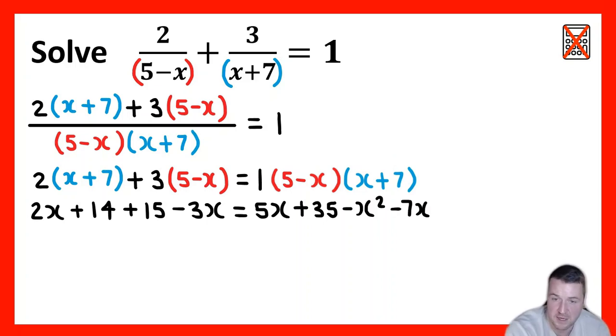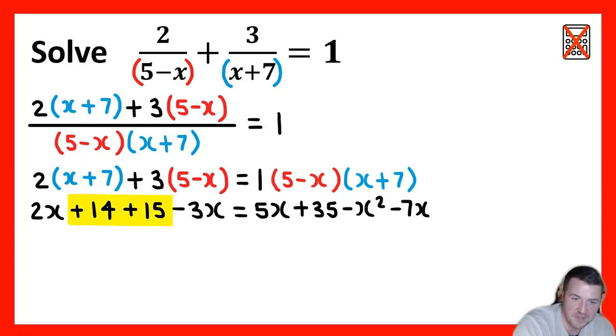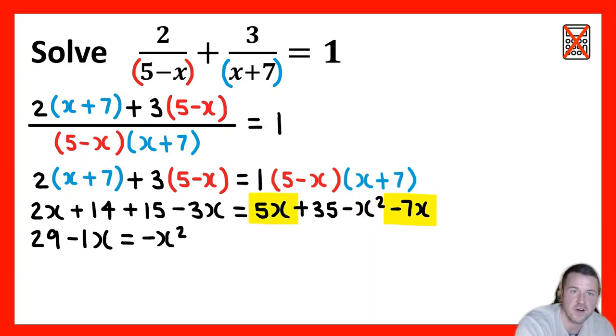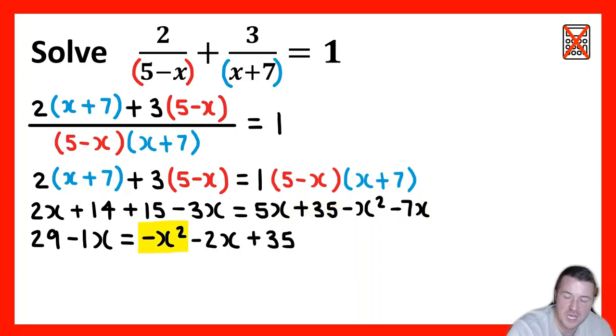Simplify by collecting like terms. 14 plus 15 is 29. And 2x take away 3x is negative 1x, or negative x. And this is equal to negative x squared on the right hand side. 5x minus 7x is negative 2x, along with positive 35. We have a quadratic equation, which if we make equal to 0, we should be able to solve.